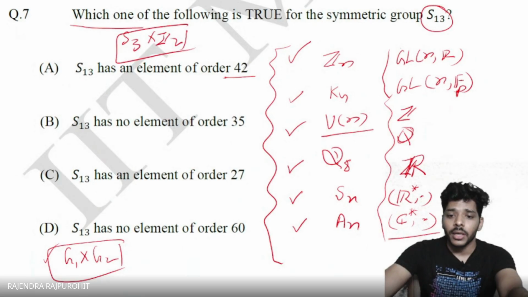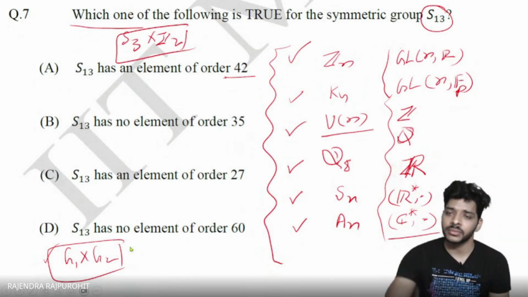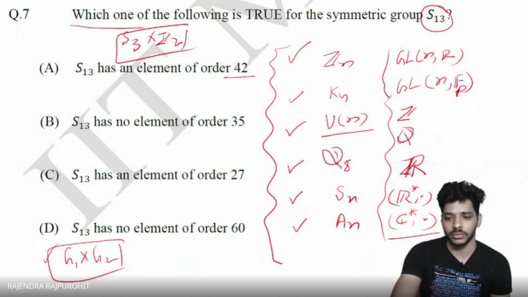Okay. Now, if you want to know what the orders of the elements in Sn are, how do you find the order of an element in Sn? Anyone knows how to find the order of an element in Sn? Like what are the possibilities?